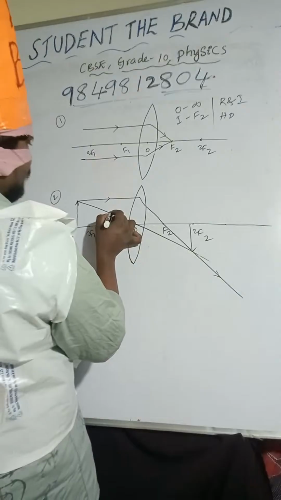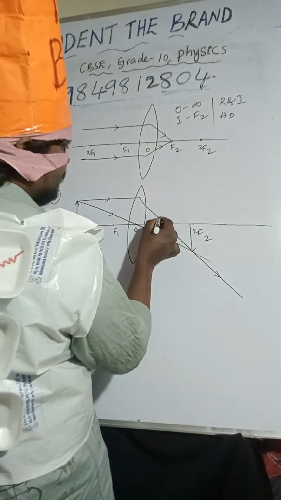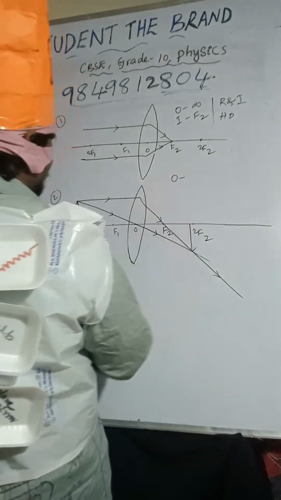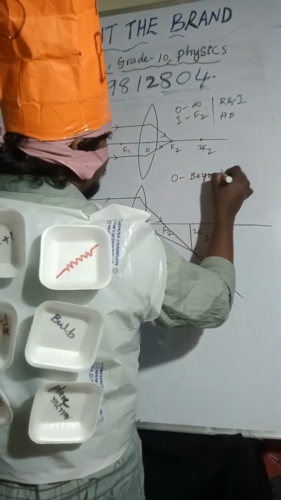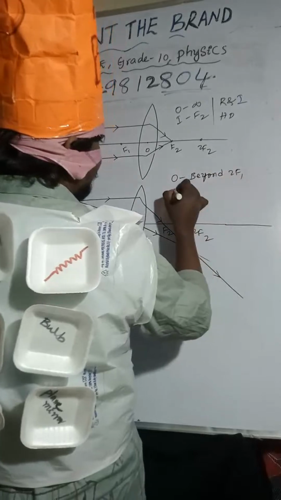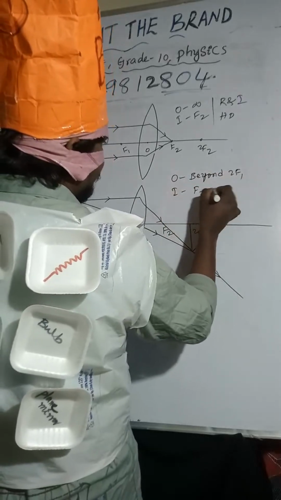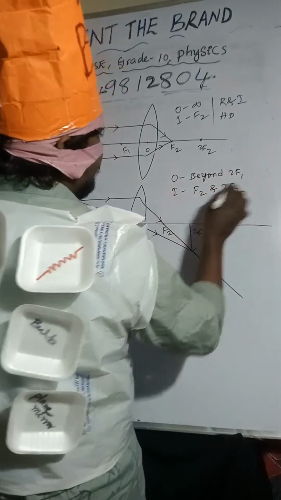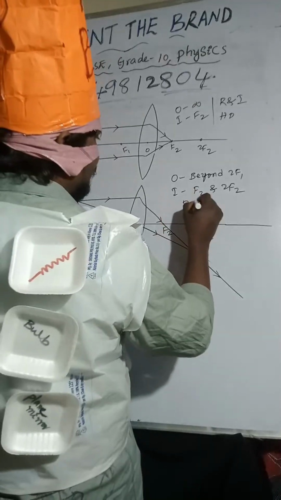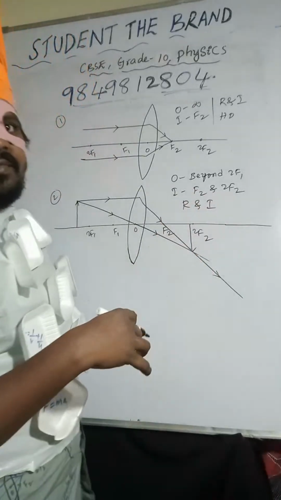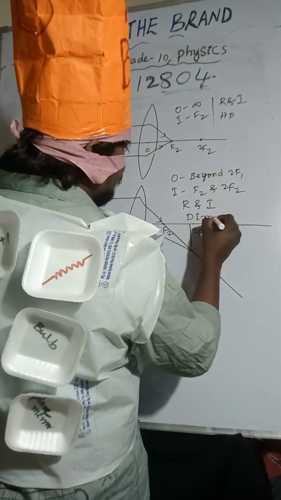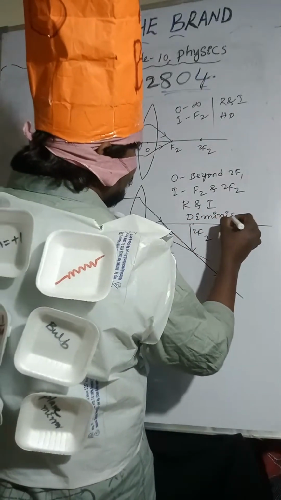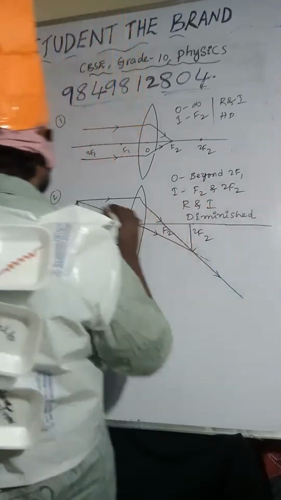So here you can observe, the object is placed beyond 2F1, and the image is forming between F2 and 2F2. Nature of the image is real and inverted, and the size of the image is diminished.